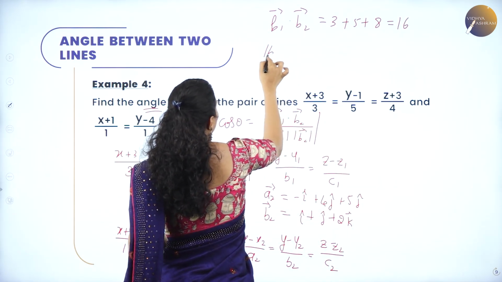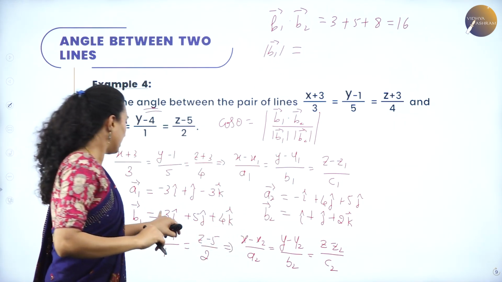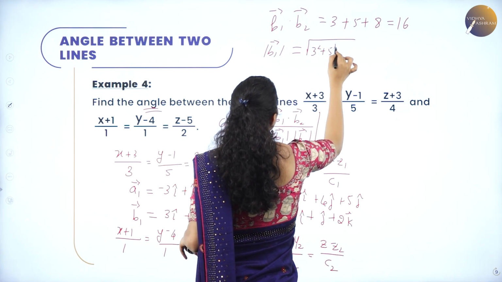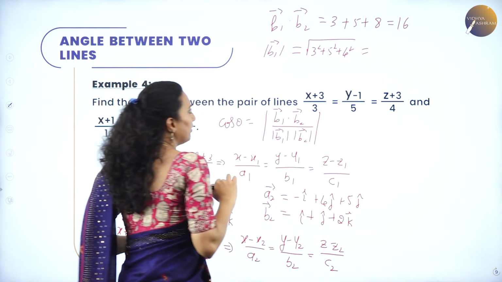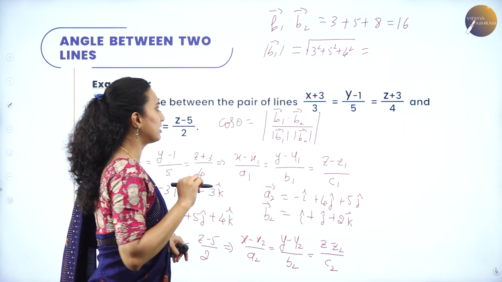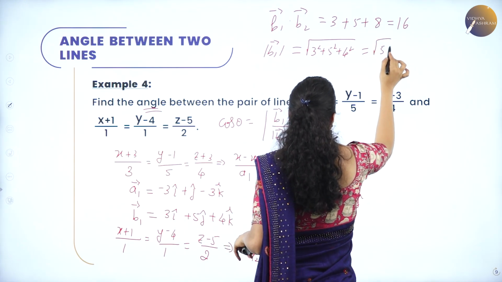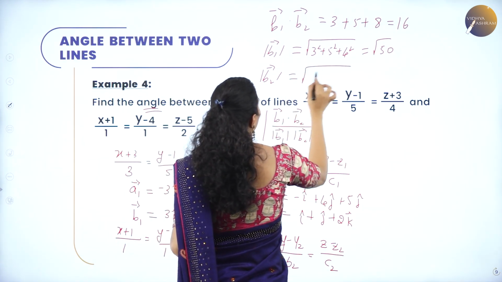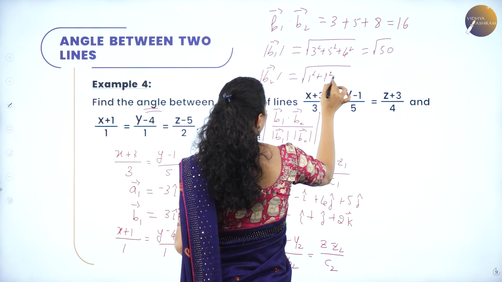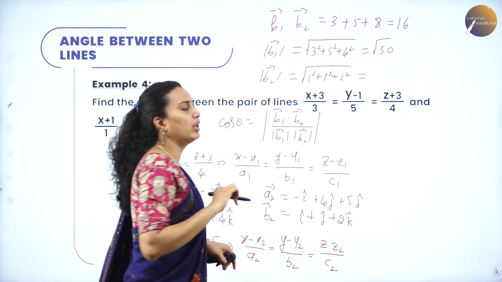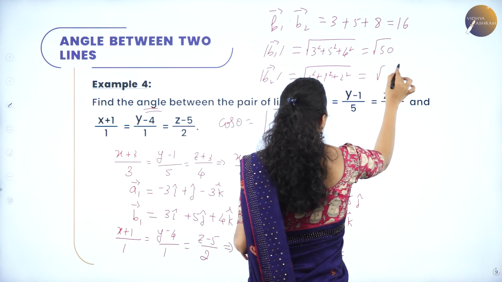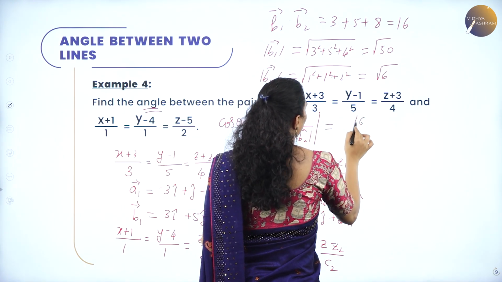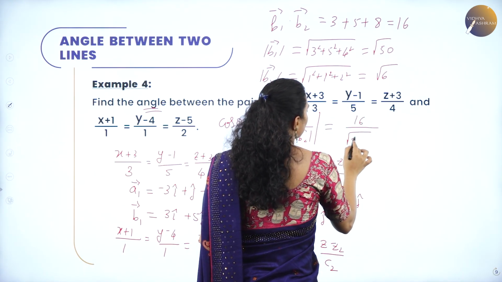Now, what is the magnitude of the b1 vector? Which is under the root of 3 squared plus 5 squared plus 4 squared, which will be giving you the value root 50 as we solved in the last case. Similarly, the magnitude of the b2 vector is nothing but under the root of 1 squared plus 1 squared plus 2 squared, which will be giving you 4 plus 2 is 6, under the root 6. Same value as the last case you are getting, dear students. You can solve this one, which is 16 divided by under the root 50 into 6.